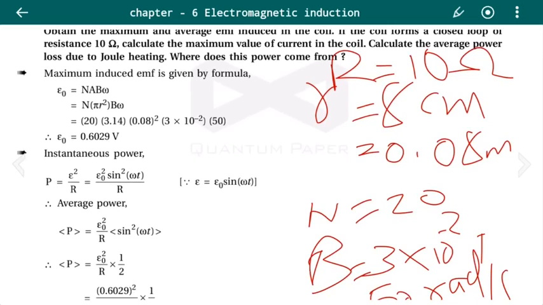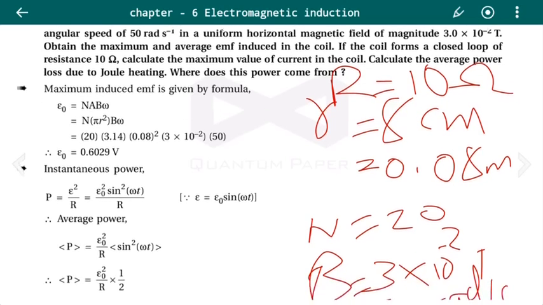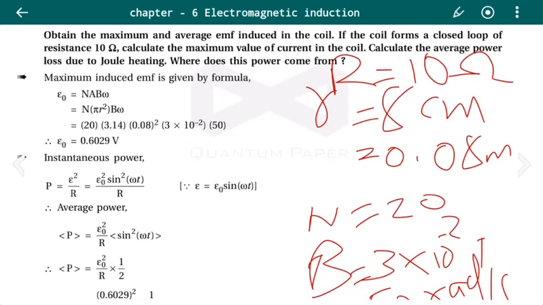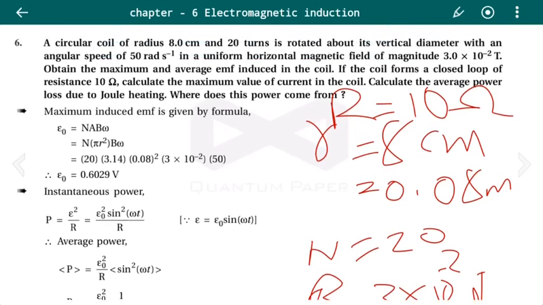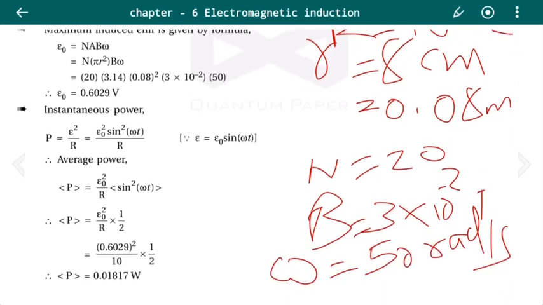So here first of all we need to find the maximum induced EMF. So maximum induced EMF is by the formula epsilon 0 equals N A B omega. Here area is not given, but the radius of the circular coil is given. So taking the area as pi r square for the circular coil, we get N pi r square B omega. Now substituting the values of N, r, B and omega and calculating that, we get 0.6029 volt. So induced EMF is equal to 0.6029 volt.